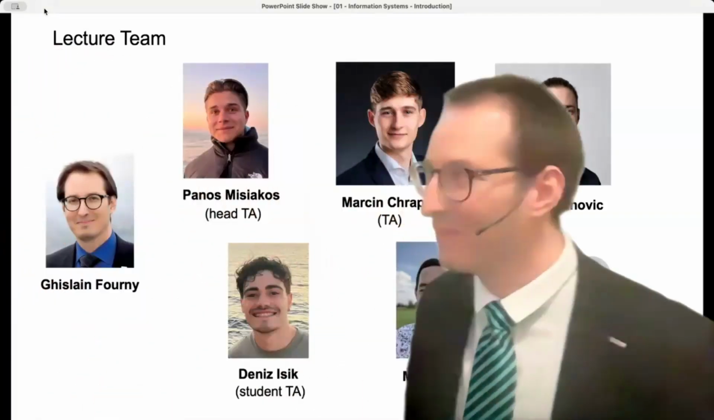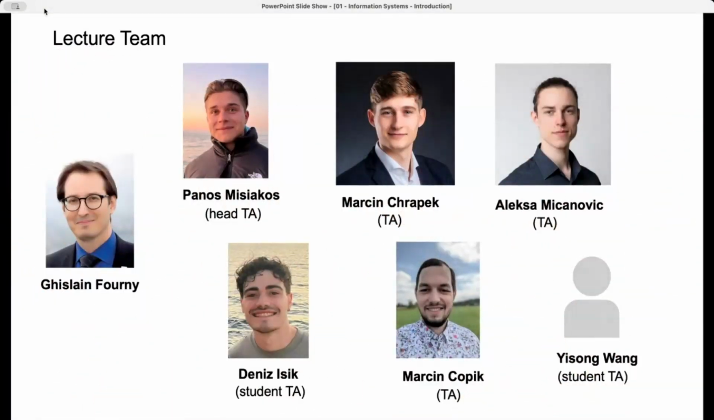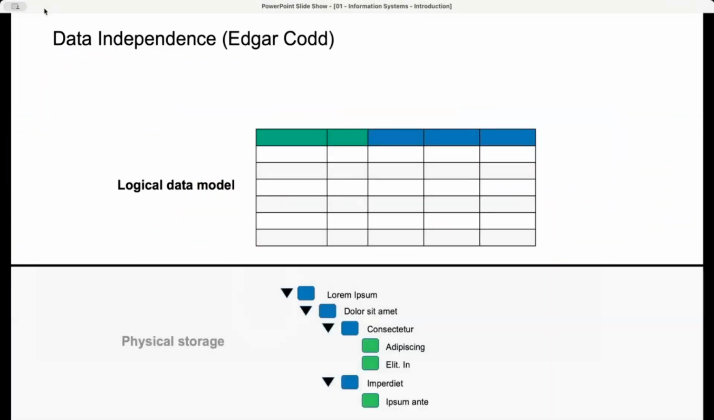Okay, so now that this is correct, I'm going to continue with data independence. So I warned you, this is going to be all over the place the whole semester. I'm going to keep saying data independence, the whole semester. You need to understand this one thing.